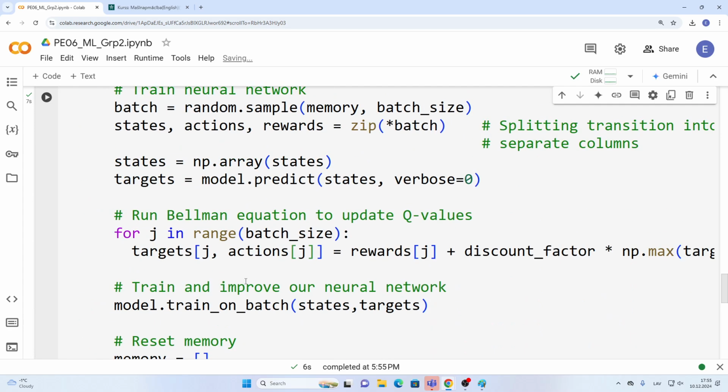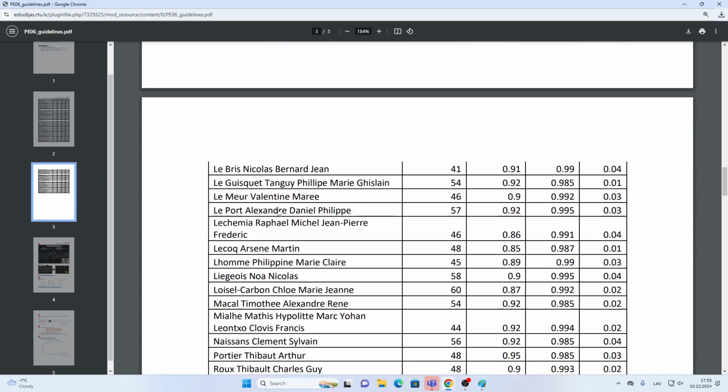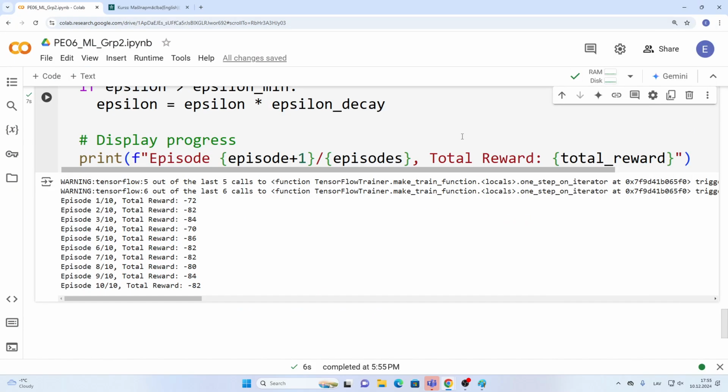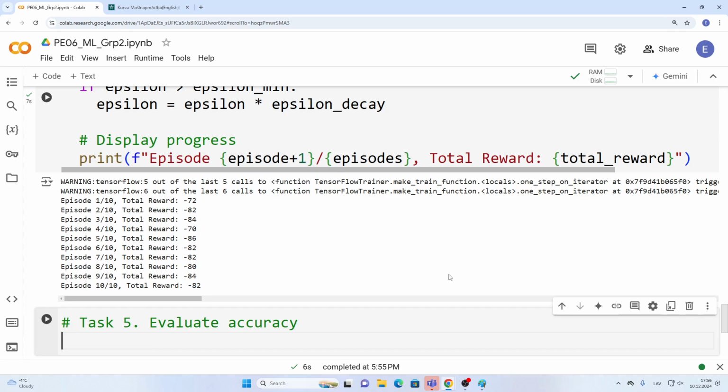Let's have the task number 6, I believe, or 5. Evaluate the accuracy of prediction. Yes, so how are we supposed now to say the accuracy? Yes, task 5, evaluate accuracy. Now for that we are going to actually make model predictions of our neural network to calculate Q values. Yes, so that is actions.